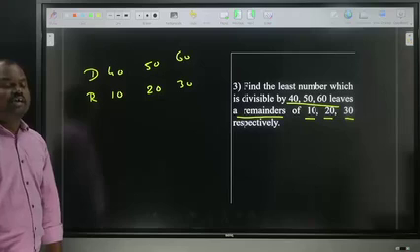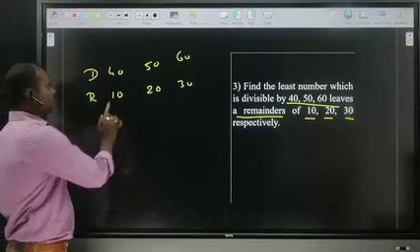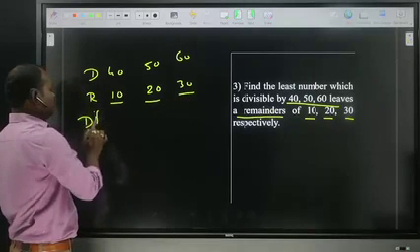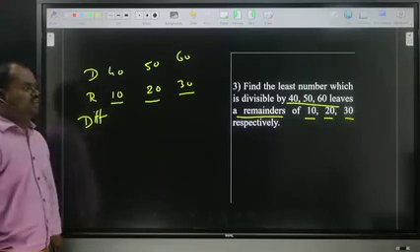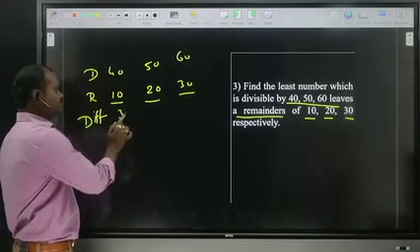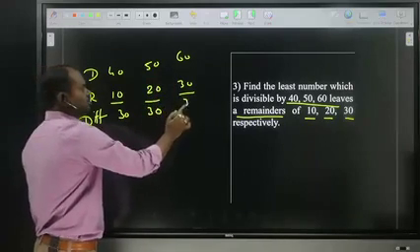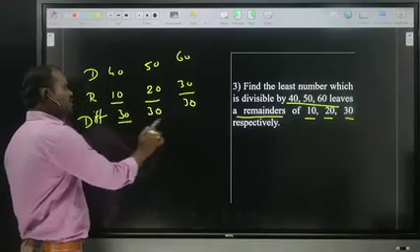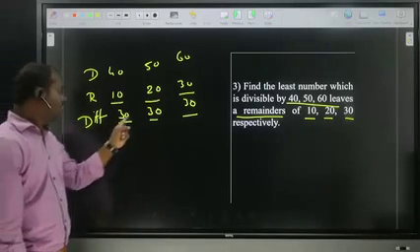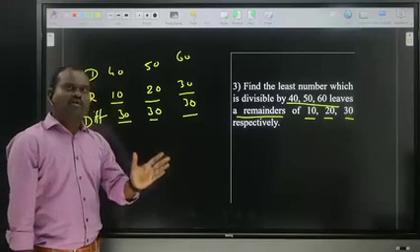Whenever the remainders are different, how to approach? First of all, observe the difference. 40 minus 10, how much? 30. 50 minus 20, how much? 30. 60 minus 30, how much? 30. All the differences are the same. Always, you will get the same difference only; a case where they are different does not exist.